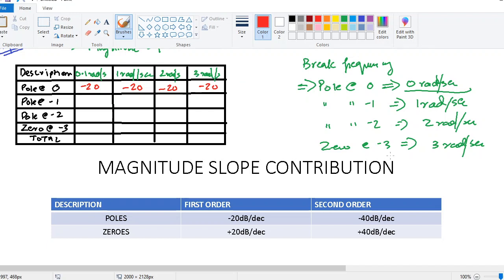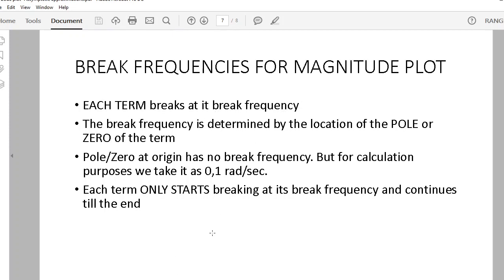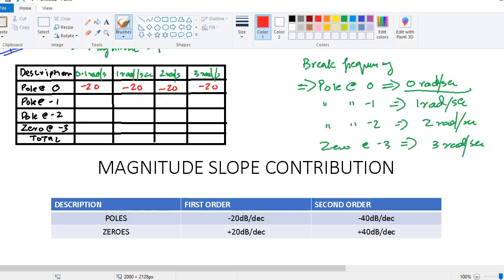Let's look at the next term. The next term is the pole at 1 radians per second. If we go back to the rules, it says that each term breaks at its break frequency, right? So if you come back here, for the pole at minus 1, the break frequency is 1 radians per second. So effectively it means that nothing happens to it at 0.1 radians per second, but at 1 radians per second, it starts breaking.